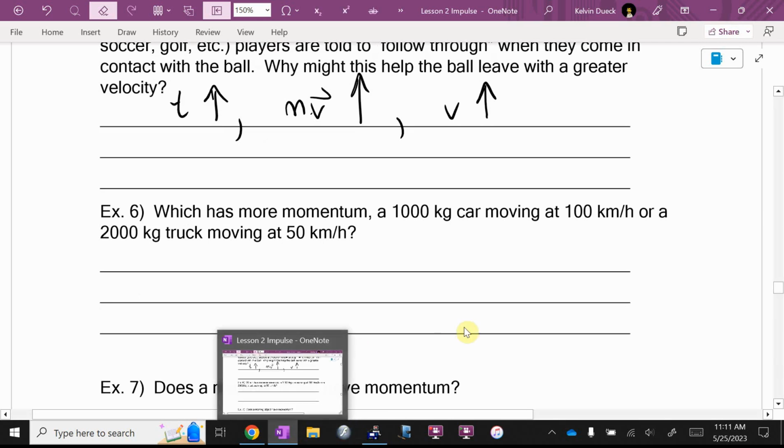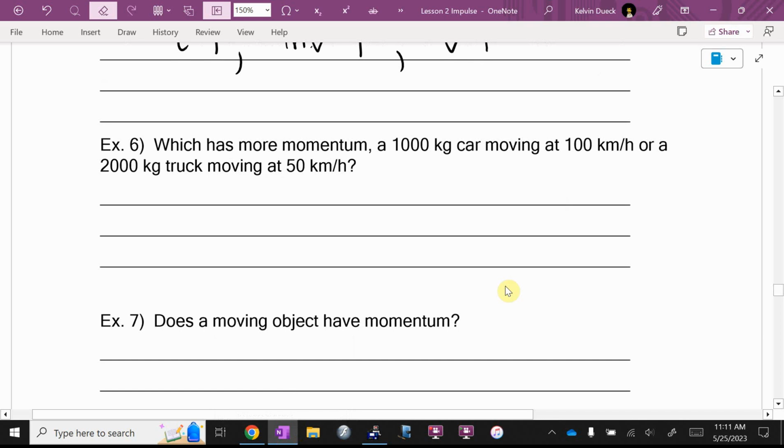What has more momentum? A 1,000 kilogram car moving at 100 kilometers per hour, or a 2,000 kilogram truck moving at 50 kilometers per hour? I think they're the same. I don't like the units. I would convert the kilometers per hour to meters per second. But even in the units the way they are, if you multiply them together, you'll get the same answer. So I think when you do the conversion, you'll get the same answer. Yeah, they are the same.